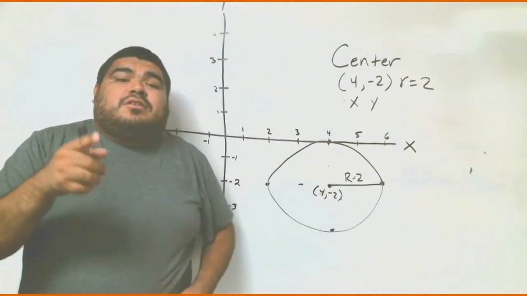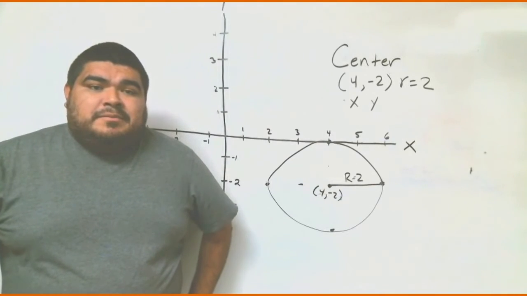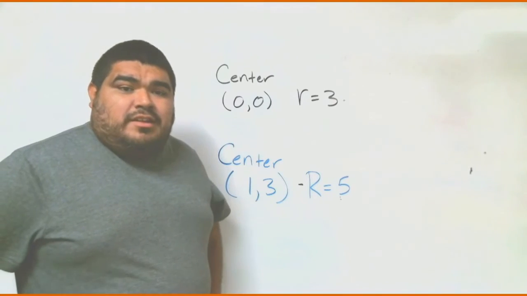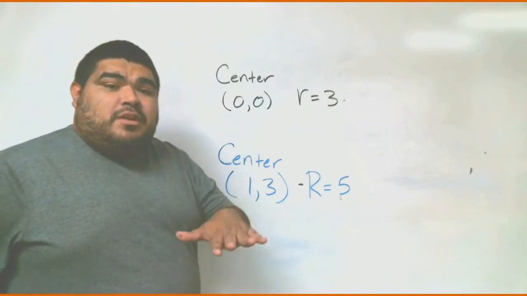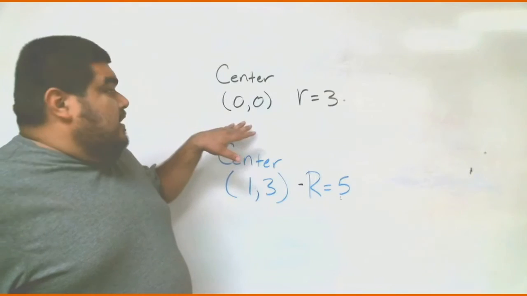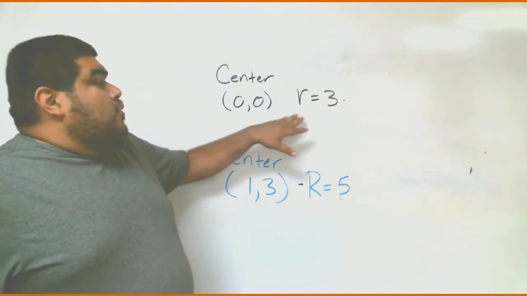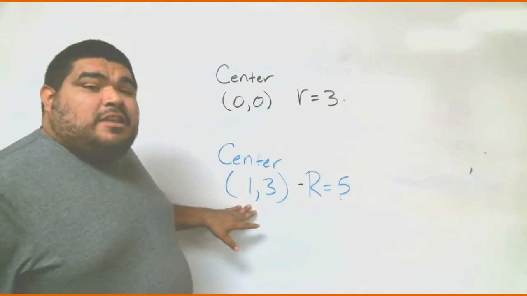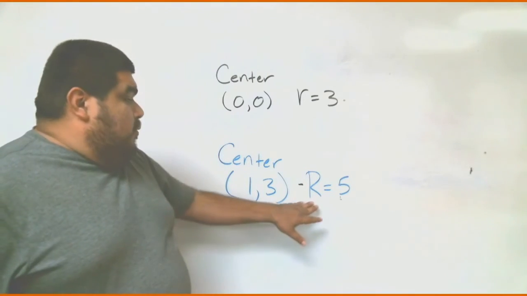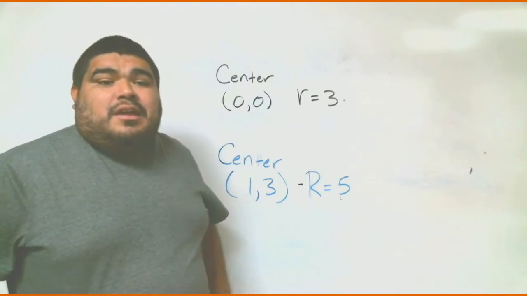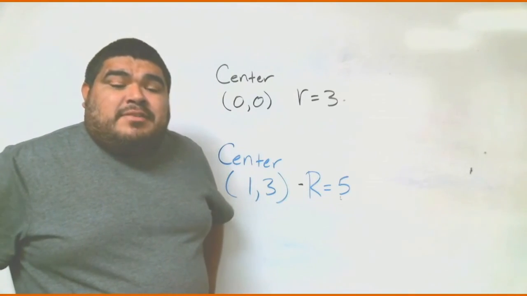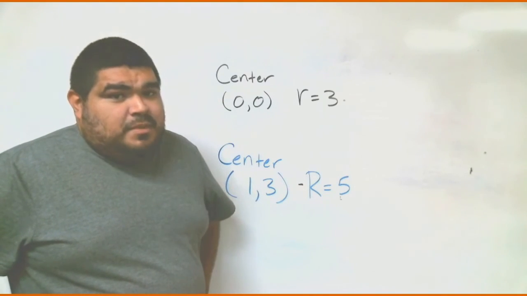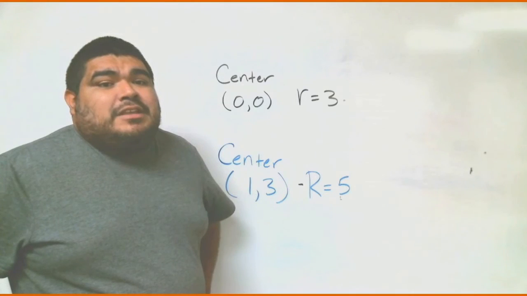Okay? So, let's start on today's assignment. All right, guys. So, you have 2 problems to work on. The first one is the center is at 0, 0, and your radius is 3. And for your second problem, your center is at 1, 3 with the radius of 5. Okay? So make sure you give me the equation and then you also graph them. Make sure you take a picture of your notes as well so I can see you're taking down notes.